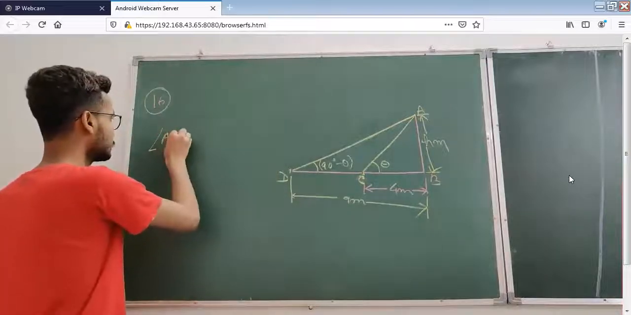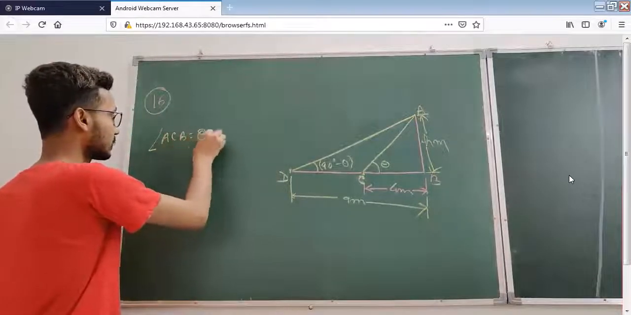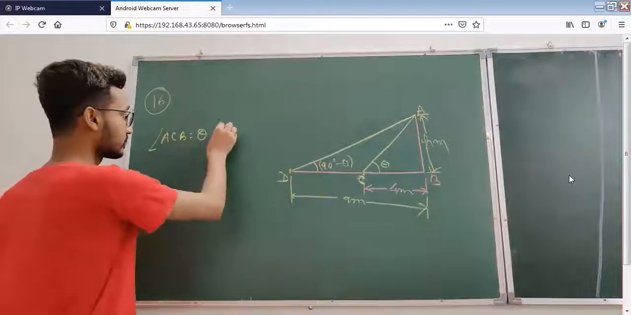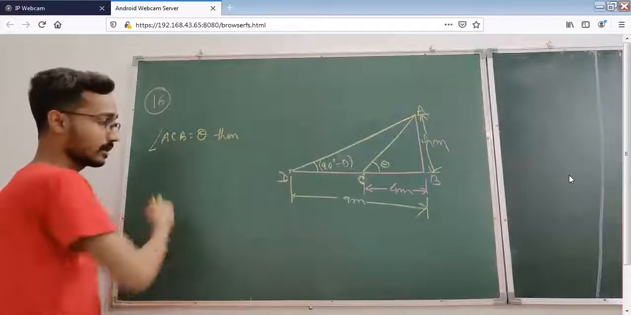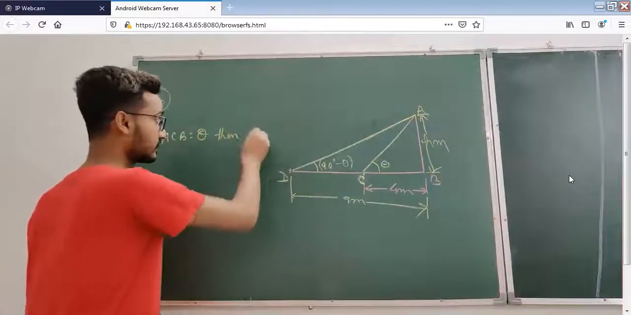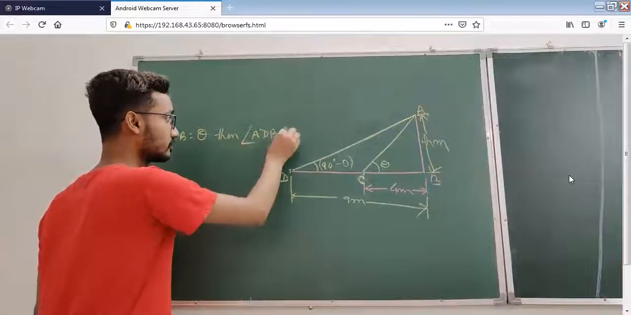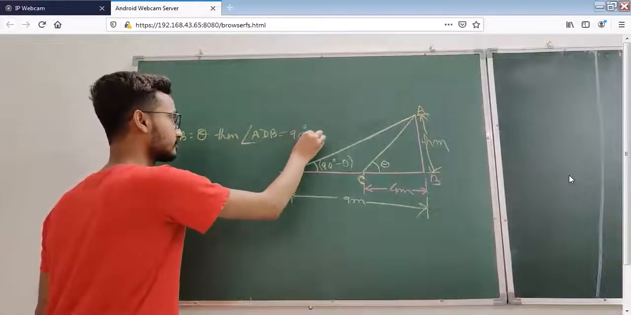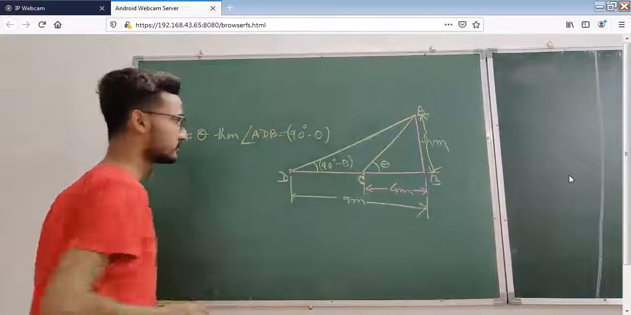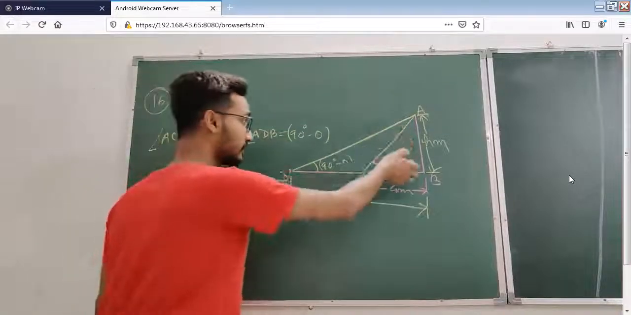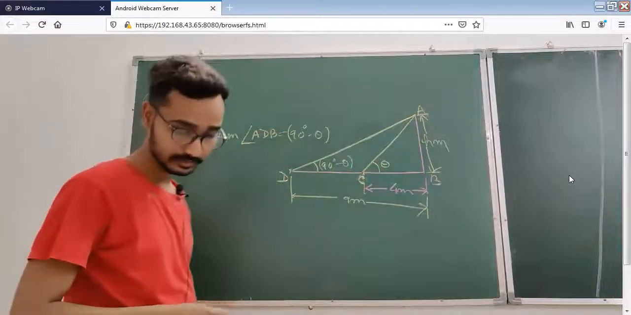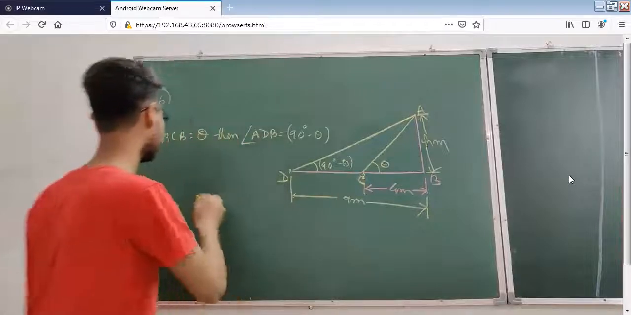And angle ACB equal to theta. Then, as I just discussed, angle ADB will be 90 minus theta. Yes or no? Up to this clear? We have to prove that h equal to how much? We have to prove that h equal to 6 meter. So write down.